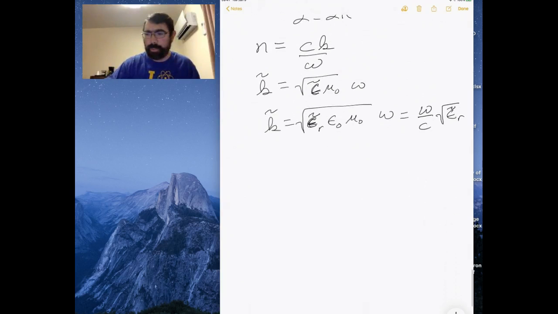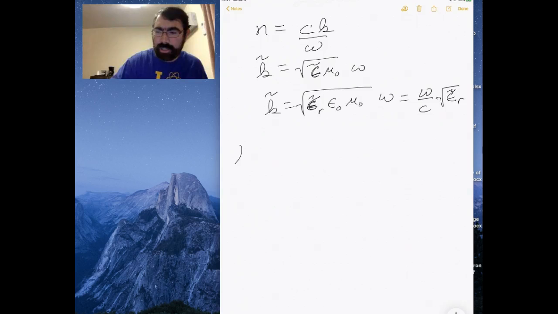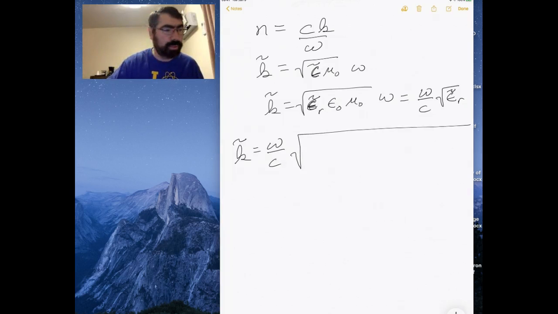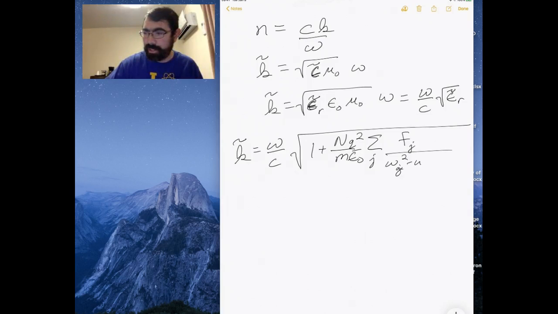Okay, so now if we put this into our equation, we basically have to substitute for the dielectric constant, which means I get a big square root of 1 plus n, electron charge squared divided by its mass, divided by epsilon naught, sum over all of these different electrons and molecules j, of 1 over omega j squared minus omega squared minus i gamma j omega. Okay, so now we have a relationship between this complex wave number and our frequencies.